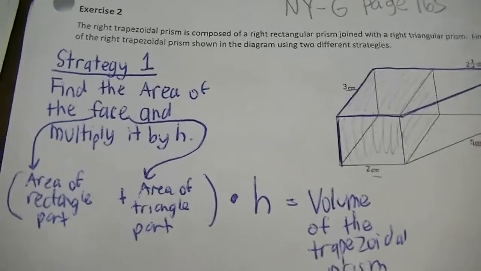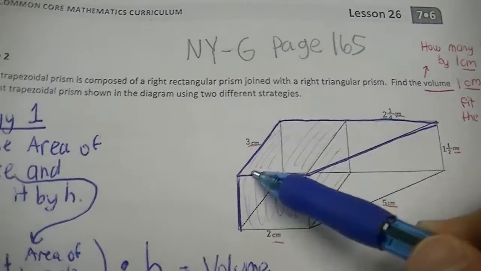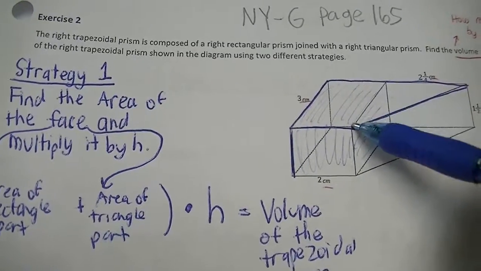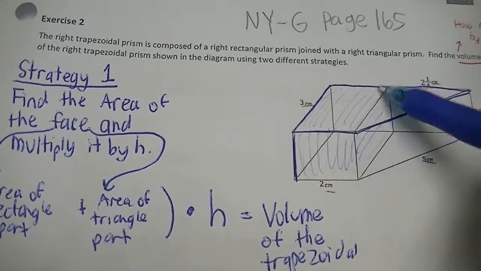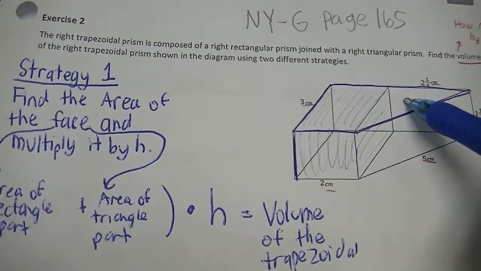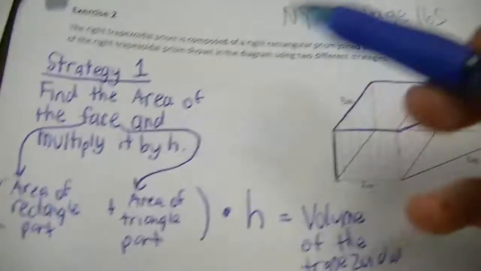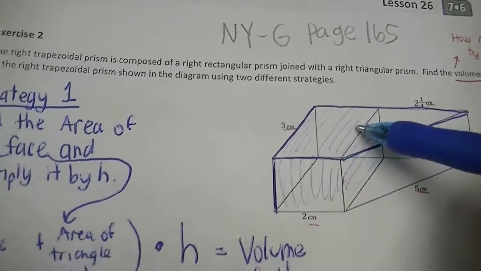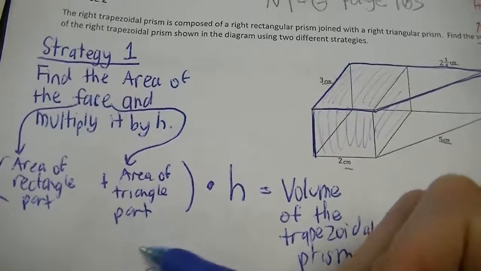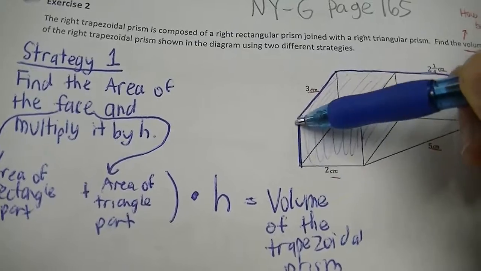So strategy number one, you're going to find the area of the face, so this right here, and then you're going to multiply it by h, okay? Since you see that it's a trapezoid right here, you're going to need to break it up probably into a rectangle and a triangle in order to find the area of that face, okay? So I have it all listed right here. So you could find the area of this rectangle part right here, write it down, and then you're going to find the area of the triangle part, write down your answer, and add them together. Once you add them together, you're going to multiply it by h, which is this length right here, okay?